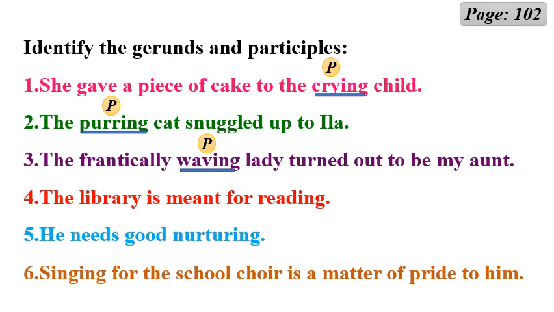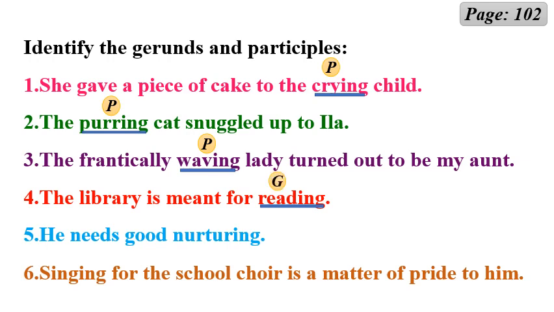Look at the fourth one. The library is meant for reading. So here the non-finite verb is reading, but does it describe or give any more information about a noun? No. Instead, the non-finite verb reading has appeared as the object in this sentence. How do I find out? I put the question to whom or what. The library is meant for what? The answer is reading. So, when a verb ending in ing functions as an object in a sentence, it is a gerund.